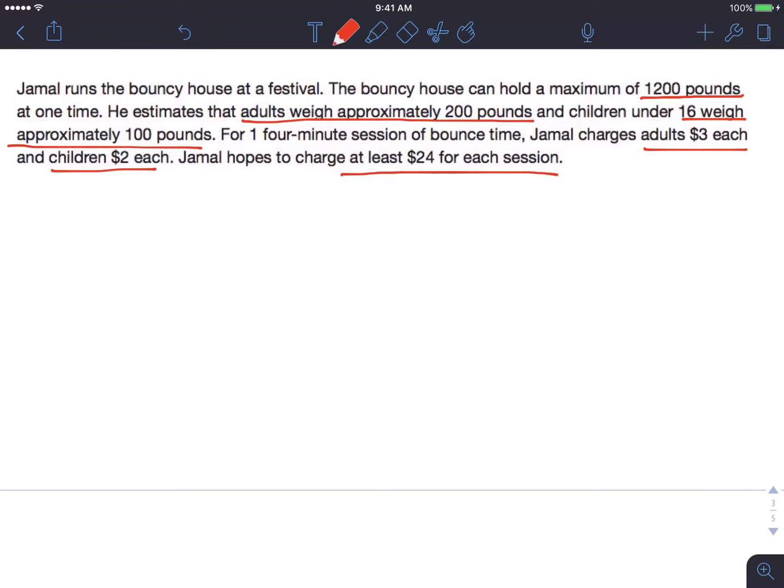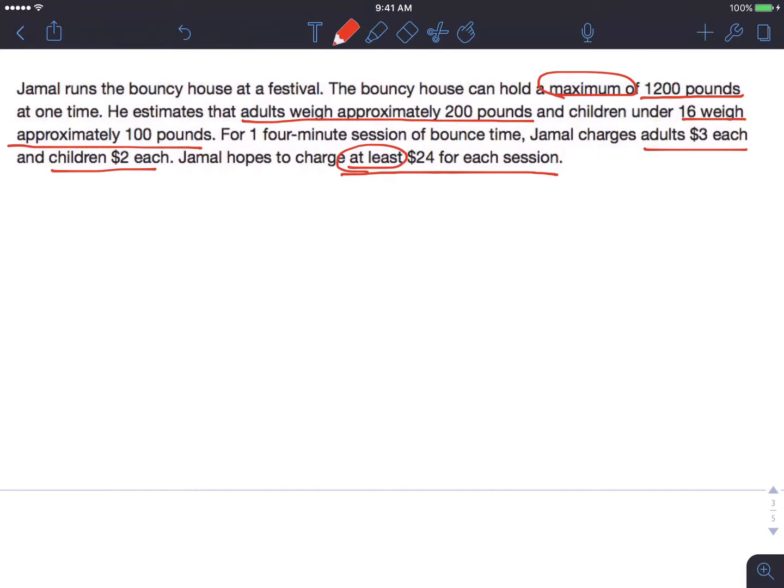So the key words when you're doing inequalities are "at least." That means at least, at minimum. Like you at least want to make $100 this week. So that's the minimum. If you make more, that's great. But if you make less, then that's unacceptable. And then for the bouncy house, "can hold a maximum." Okay, those are for your inequalities. So let's just start breaking it down piece by piece.